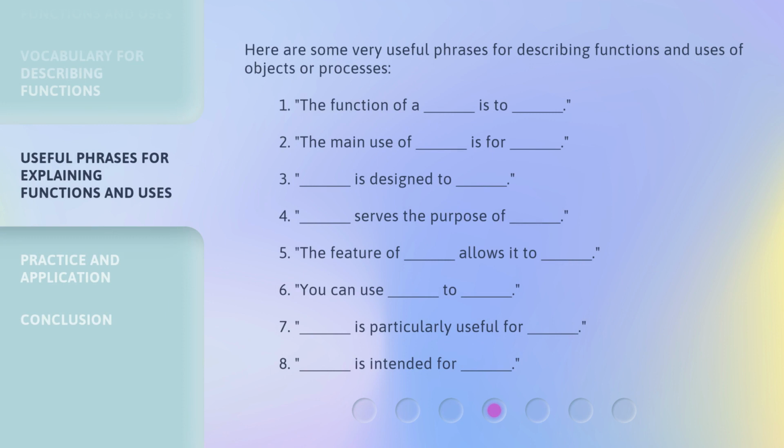Here are some very useful phrases for describing functions and uses of objects or processes. 1. The function of a blank is to blank. 2. The main use of blank is for blank. 3. Blank is designed to blank. 4. Blank serves the purpose of blank. 5. The feature of blank allows it to blank. 6. You can use blank to blank. 7. Blank is particularly useful for blank. 8. Blank is intended for blank.